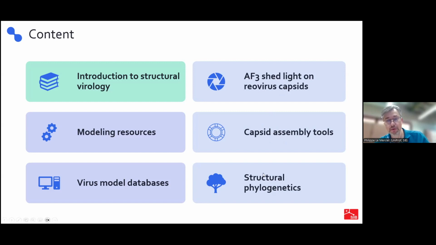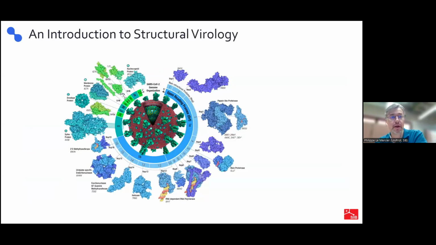And more importantly, structural phylogenetics. This is in development and will change a lot, but now it's possible to make phylogeny just based on structure, which is huge because, for example, you can compare capsid proteins across all of virology. That was not possible before. Okay, so let's start, with an introduction to structural virology.